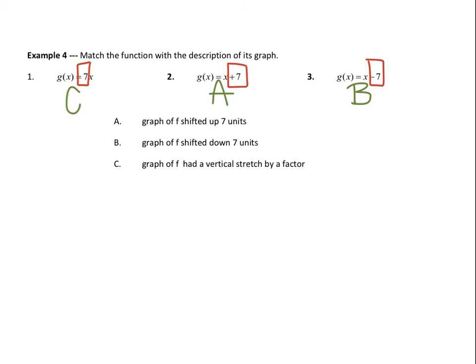Okay, so at this time, check that you have gotten this correct. You should have 1 matches with C, 2 matches with A, 3 matches with B, and I circled in red or boxed in red each of the pieces that told me what matches. So number 1 matches with C because it's a vertical stretch. Number 2 matches with A because it shifts up. And number 3 matches with B because it shifts down.